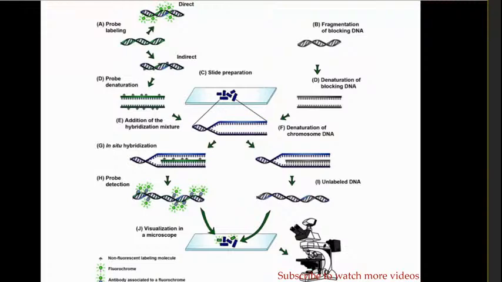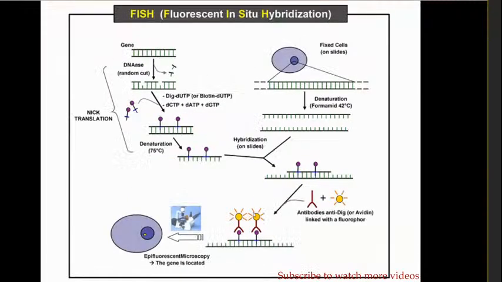This biotin label helps us to recognize the specific antibody, that is the DIG, avidin, biotin, avidin. Both help us to explain the fluorescence in hybridization. Here these dNTPs are labeled with biotin, and these biotin labels are recognizing the avidin-linked fluorophores.